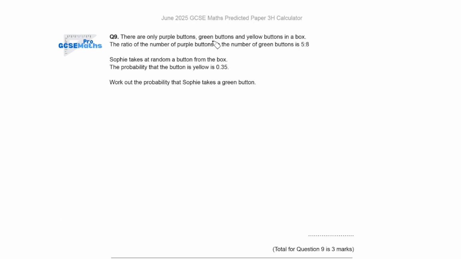Okay, so if we've only got purple, green, and yellow, that means that those probabilities should all add up to 1. We know the probability of yellow, so let's subtract that first. So 1 minus 0.35 leaves me with 0.65. So that is the probability of the other two, purple and green. And I've also got a ratio to share out purple and green. If you prefer to make this into, let's say, 65 as a percentage, for example, to share out the ratio, that's also fine. I'm just going to leave it as a decimal. So to share out a ratio, we add them up. So that's 13.